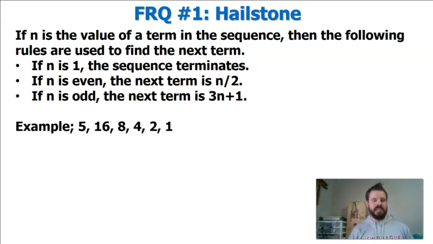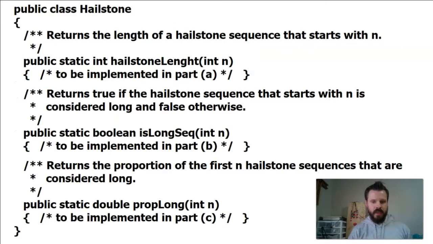Basically the way we make this sequence is a pretty simple pattern. N equals 1 will always be the last term of the sequence. That's when it terminates. If it's even, we'll divide by 2. If it's odd, we'll multiply by 3 and add 1. So here's an example of this: times 3 plus 1, divide by 2, divide by 2, divide by 2, until we get to the 1. There's a hailstone sequence.